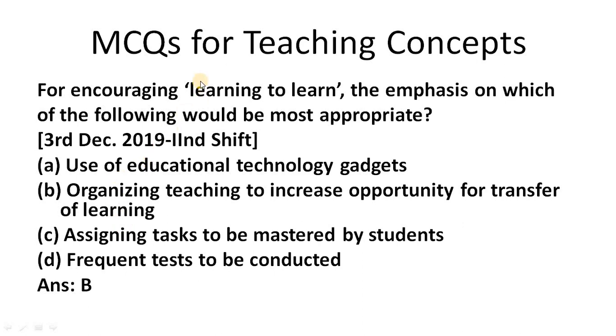We know that for learning to learn, this option will not be the first option, use of educational technology gadgets. Okay, so for learning to learn, there is no direct connection with option A, use of educational technology gadgets. For C, assigning tasks to be mastered by students, it should not be. It does not depend on the student whether the student has mastered or not on the certain direction. Okay, so option C is also cancelled. D, frequent tests to be conducted.